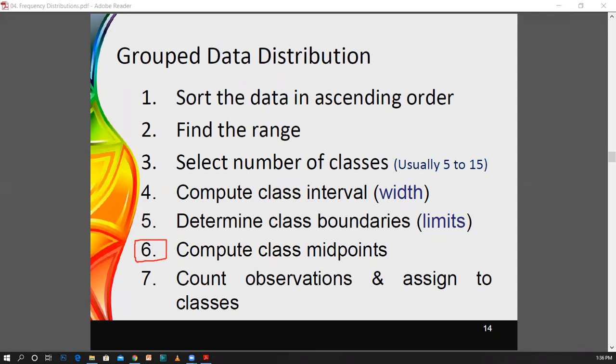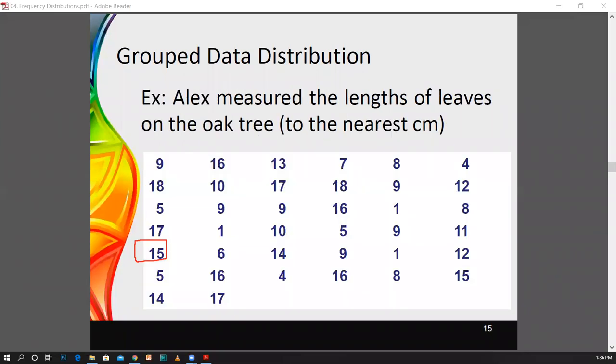Okay, now we will see one example for this. In this example, Alex has measured the length of leaves on an oak tree, and he has recorded the length to the nearest centimeter. These are the values that Alex has obtained by measuring the length of the leaves. As soon as you see these values, you can see that there is no defined order here. This is the raw data.